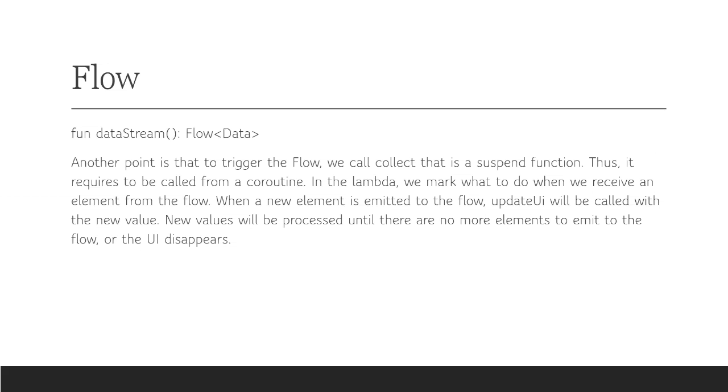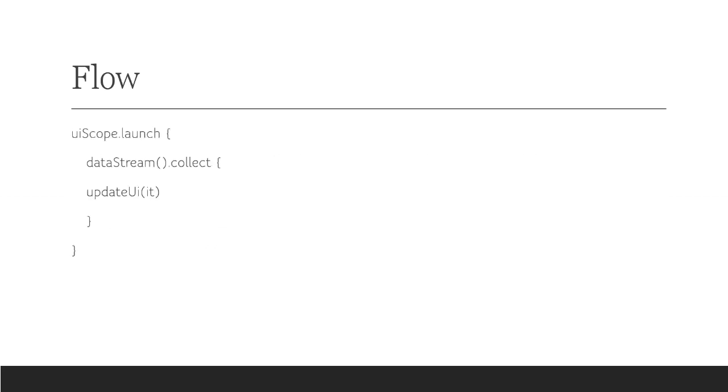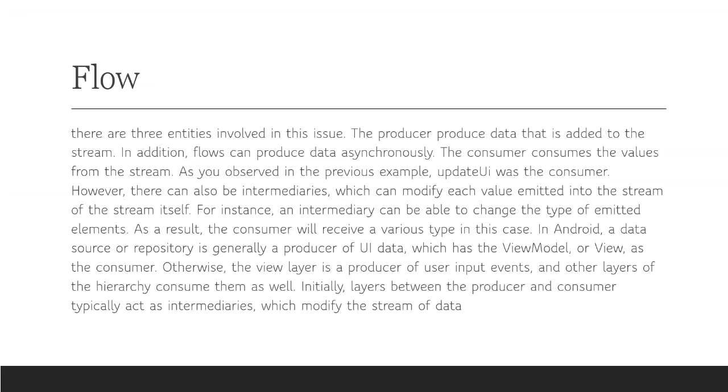So it requires to be called from the coroutine. In the lambda we mark what to do when we receive an element from the flow, and when a new element is emitted to the flow, update UI will be called with the new state or new value. So if you have a launch data stream and you want to update it, we can say that there are three entities involved in this.